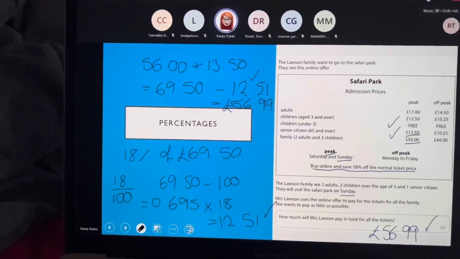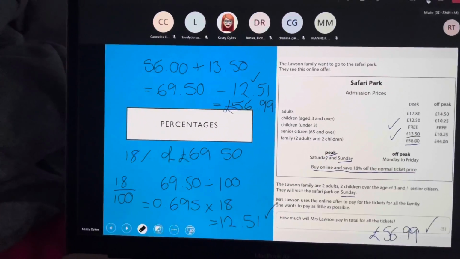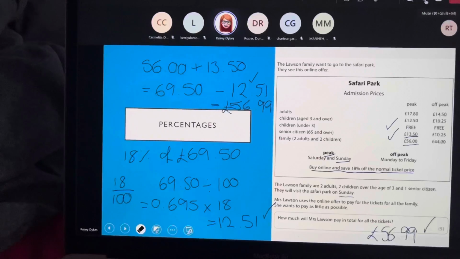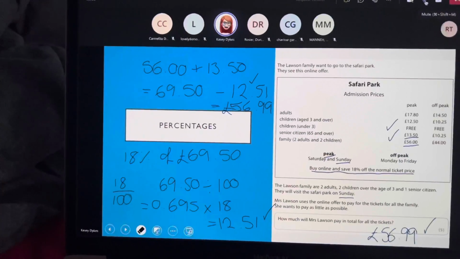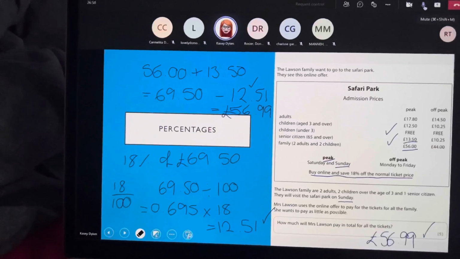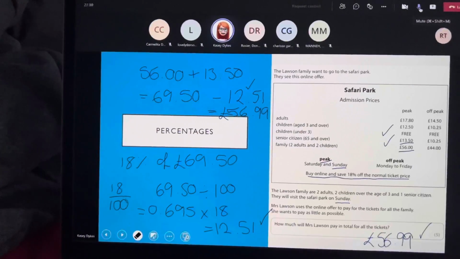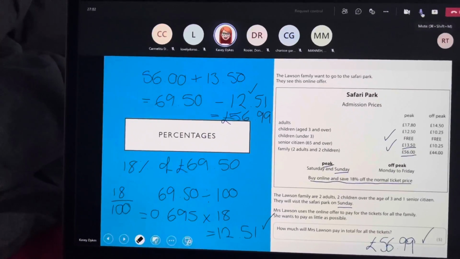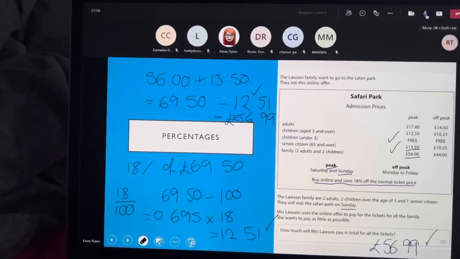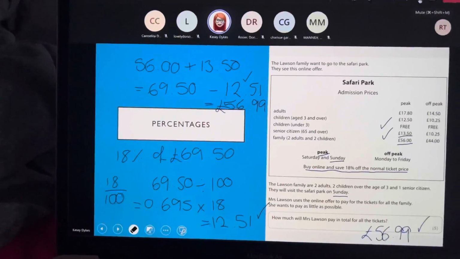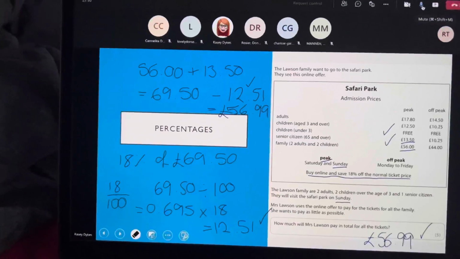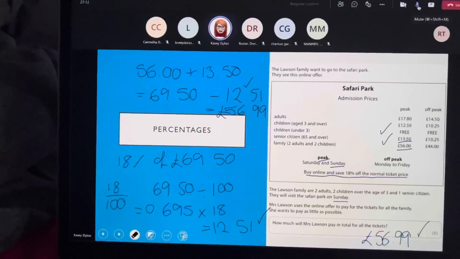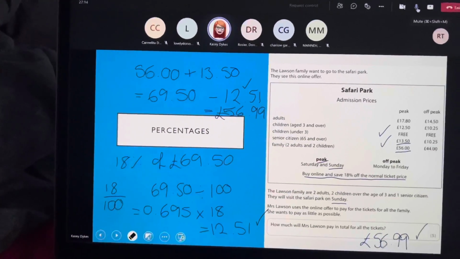Equally, you might have gone down the off-peak column, or you might have missed the senior citizen. I've had people do that too. So if you've got your totals wrong from the price list, but you did find 18% and take it away, you can still get 3 of the 5 marks. If you did get the right totals, however, all 5 marks up for grabs. Okay, let's look at the next one.